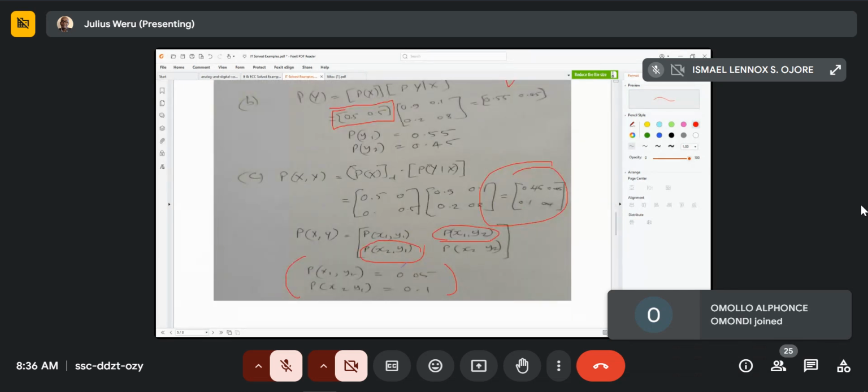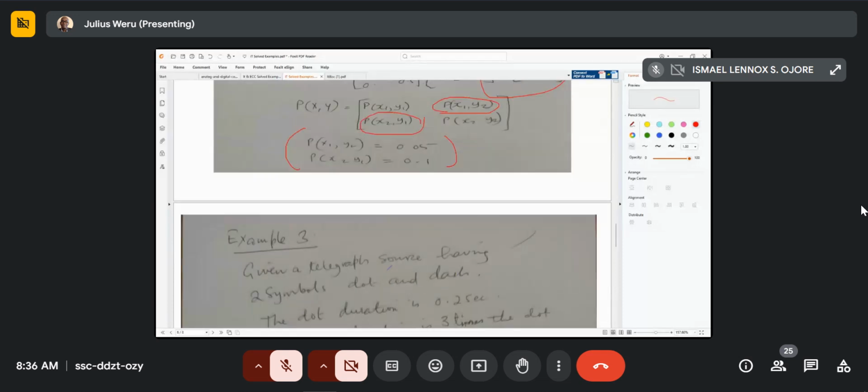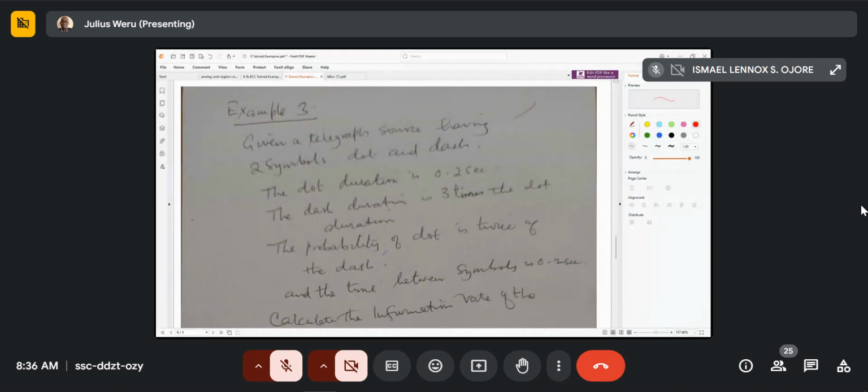Did everybody understand how we did example 1? Did everybody understand how we did example 2? I try to look for examples that will look at different aspects of what we have covered. So let's go to the last example.